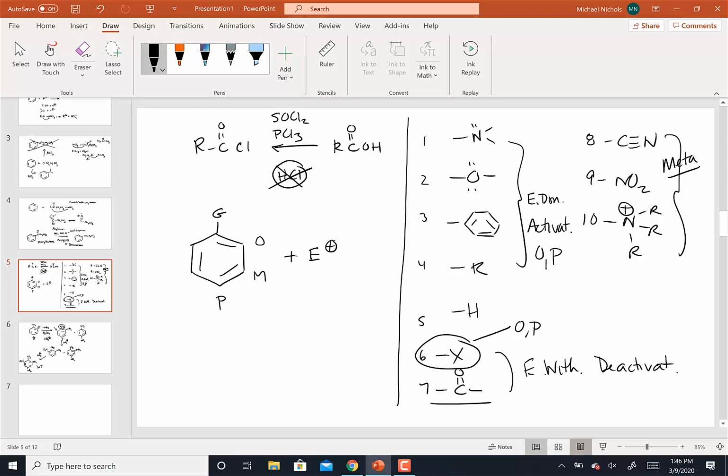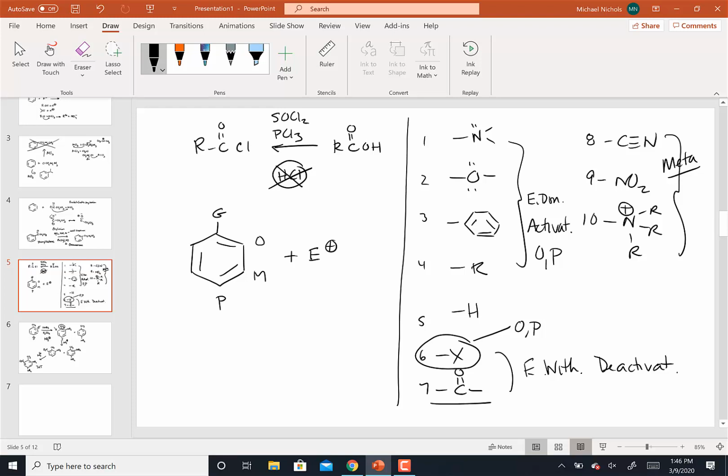What about the NR3+? So you could look at that and say, but that's just an induction. Does that make any sense, that an inductive effect would put that at number 10? And the answer is probably no. That induction isn't the reason for that.